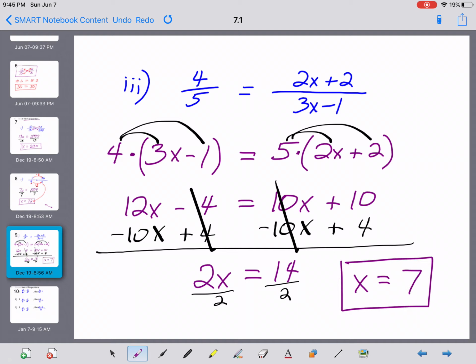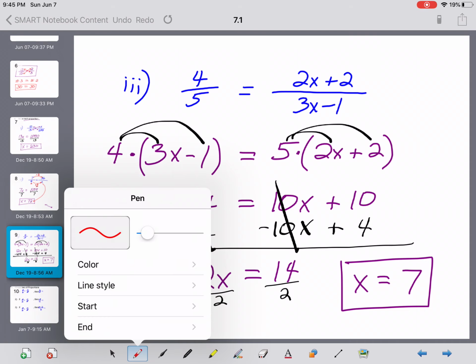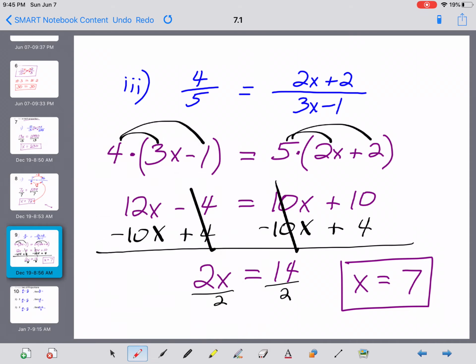One of the things we would always like to do if we can is take that answer and plug it back into the original equation and find out if it works. So let's see what happens here. If x is 7, right here we have a 2 times 7, which is going to be 14, plus 2 is going to get us a 16 in the numerator. Down in the denominator, a 3 times 7 is 21, minus 1 is going to get us 20.